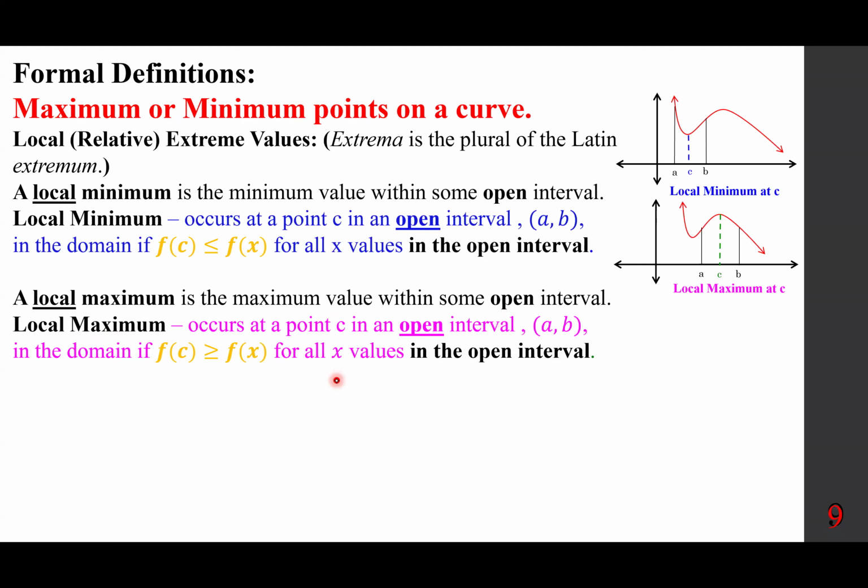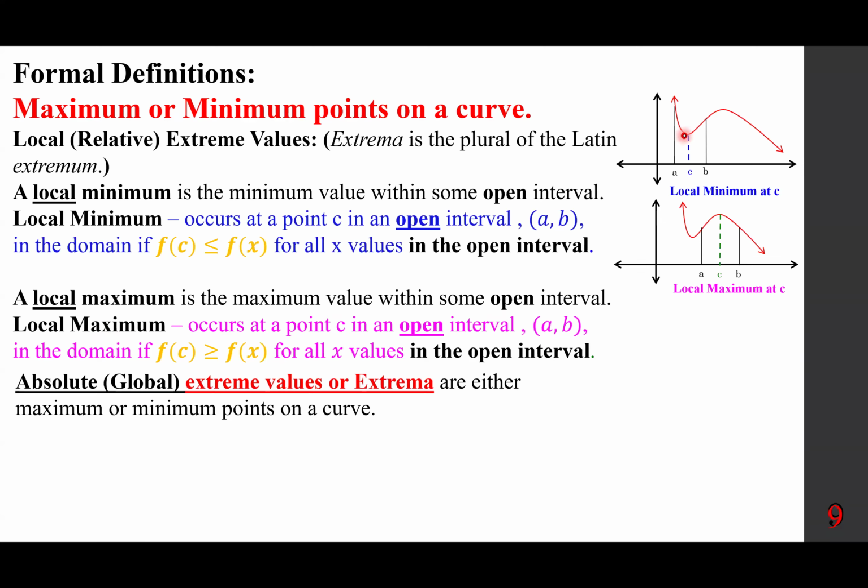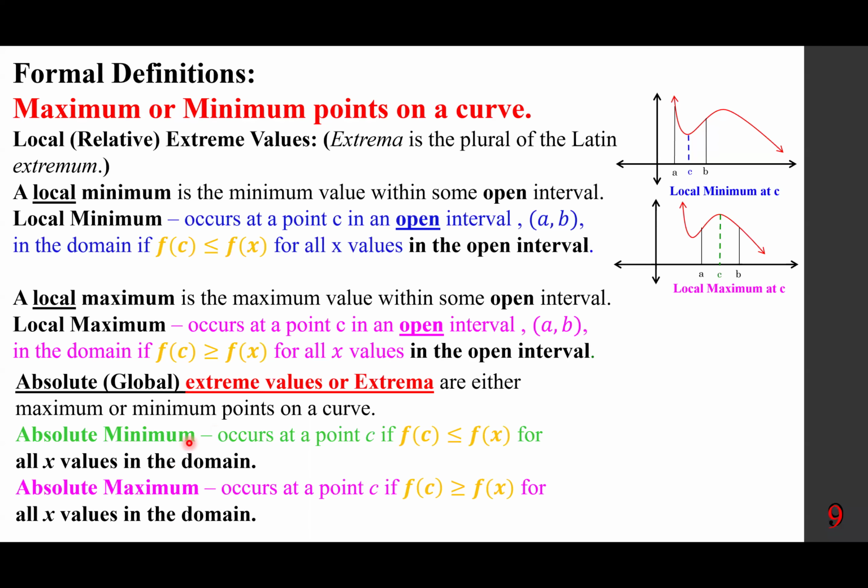In other words, peaks and valleys: local max, local min. That's the meaning of it. It happens in some open interval, not the entire interval, whereas absolute or global happens in the entire interval. Absolute or global extreme values are either maximum or minimum points on a curve. An absolute minimum occurs at the point c if f of c is less than or equal to f of x for all, that's the key, all x values in the domain, whereas an absolute maximum occurs at the point c if f of c is larger than or equal to f of x for all x values in the domain.